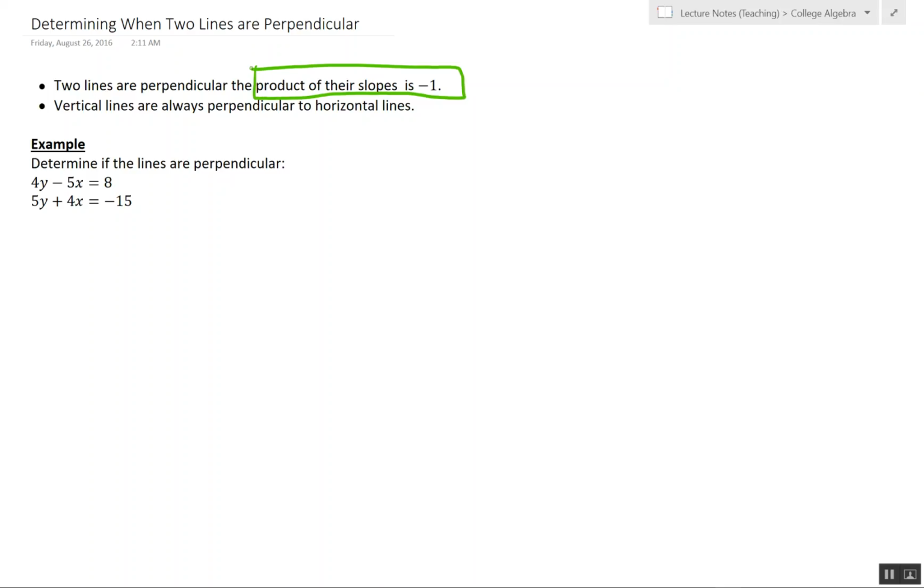But we have a problem. Horizontal lines always have slope 0, and vertical lines are always undefined. But it turns out, if you draw them, it's obvious that a vertical line and a horizontal line are perpendicular, so we just define them to be perpendicular. So we're really concerned about finding when two non-vertical, non-horizontal lines are perpendicular. So I have this example here.